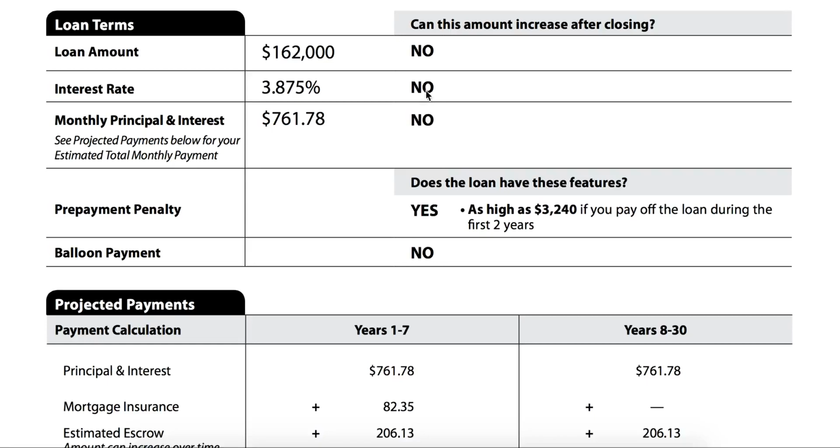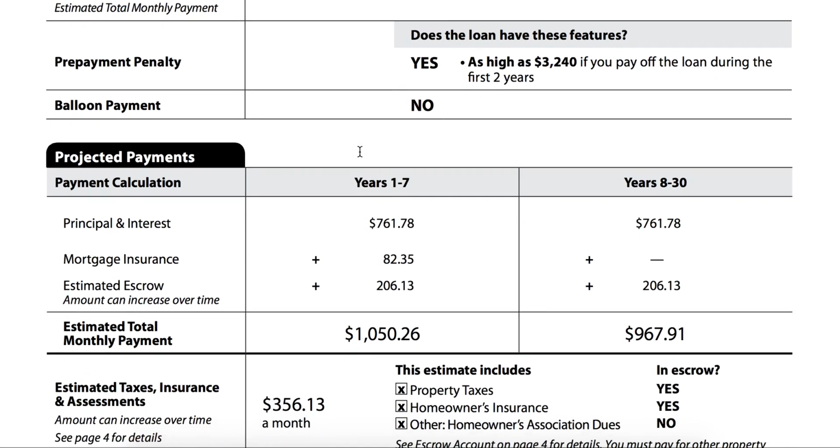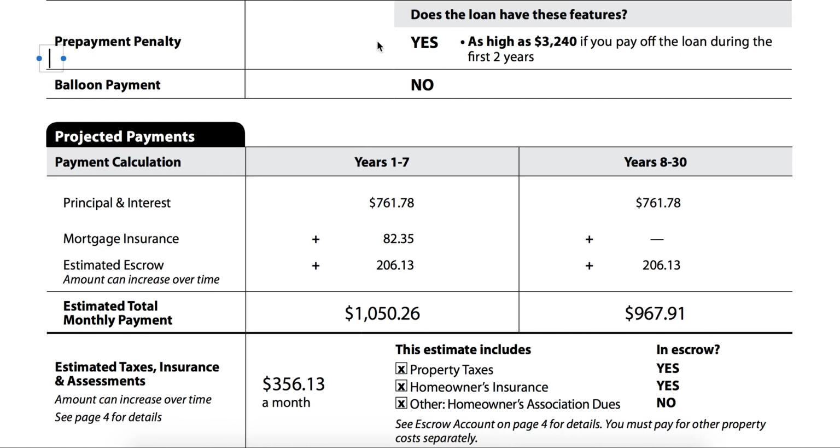Can this amount increase after closing? No. So that means that this is a fixed rate mortgage, not an adjustable rate mortgage. Does the loan have any prepayment penalty? In this case, it's yes, but I don't know many loans that still have a prepayment penalty. Usually that should be no. Keep in mind, this is just a sample worksheet.